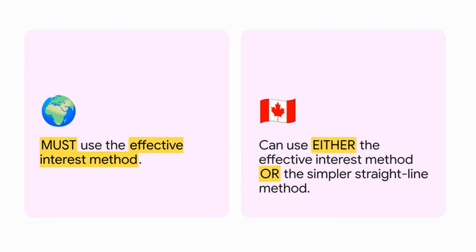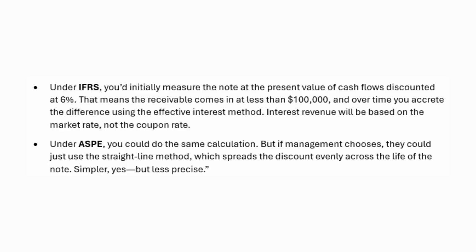Let's work through a quick example. Suppose a company issues a 3-year, $100,000 note receivable with interest at 4%, while the market rate is 6%. Under IFRS, you'd initially measure the note at the present value of cash flows discounted at 6%. That means the receivable comes in at less than $100,000, and over time, you accrete the difference using the effective interest method. Interest revenue will be based on the market rate, not the coupon rate.